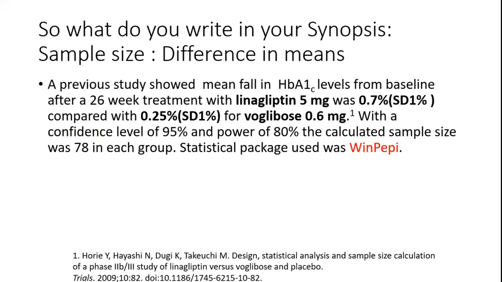Next, suppose it is a difference in means. I'm just giving 2 examples. Now, let us say a previous study showed mean fall in HbA1c levels after a 26-week treatment with linagliptin was 0.7% compared with 0.245% for voglibose. Okay, with a confidence. So you are giving the mean and SD. What was the fall in both the groups? And you are telling that the confidence level of 95%, power of 80%, the calculated sample size was 78 in each group. And the statistical package used was OpenEpi, and you're going to quote the article at the end in the references. This is what you're going to write in sample size.